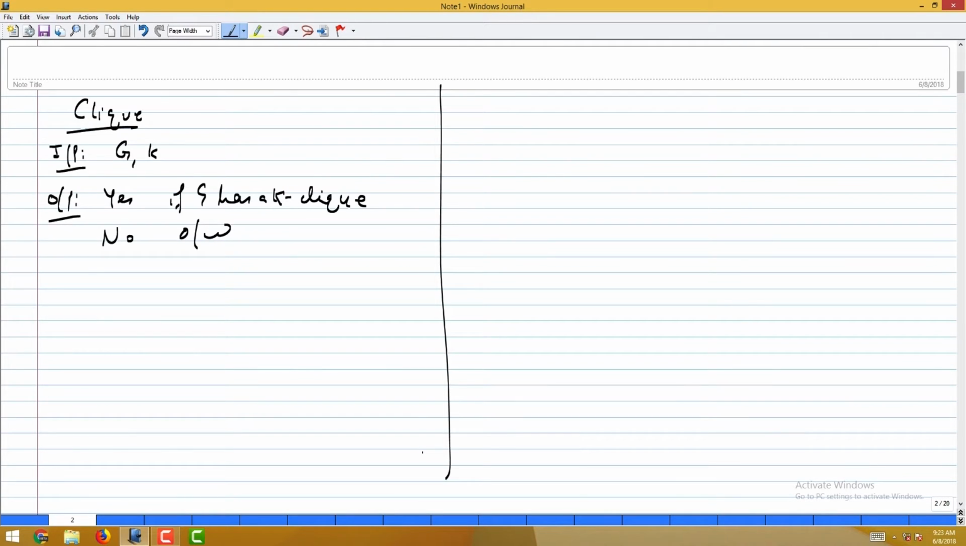So clique is like the 3-SAT in the FPT world. It is believed that there is no polynomial time algorithm for 3-SAT or SAT. It is believed that there is no f of k into polynomial in n algorithm for clique.